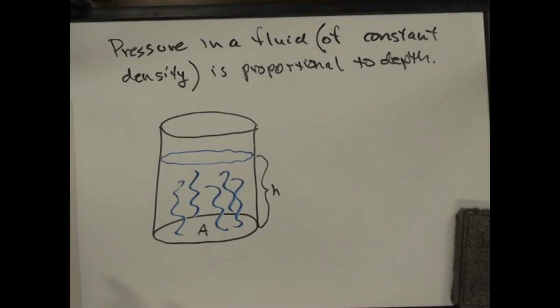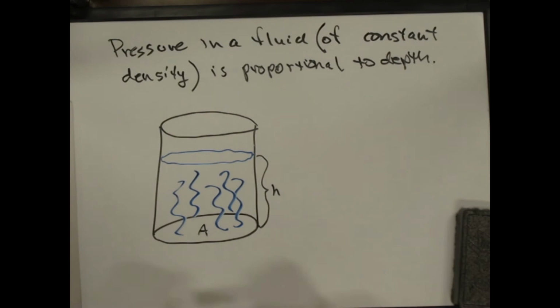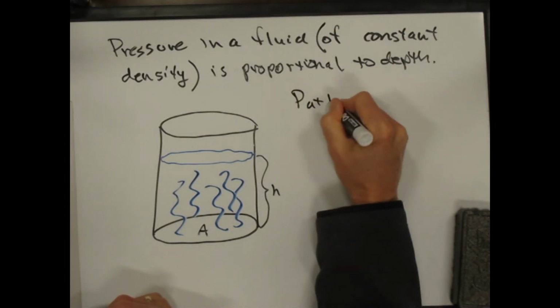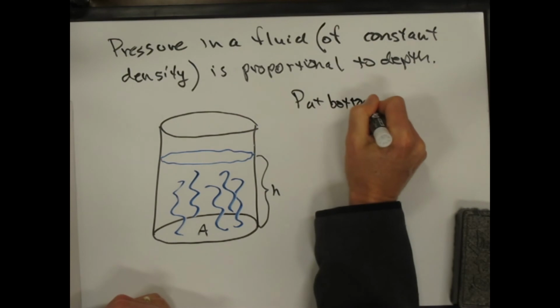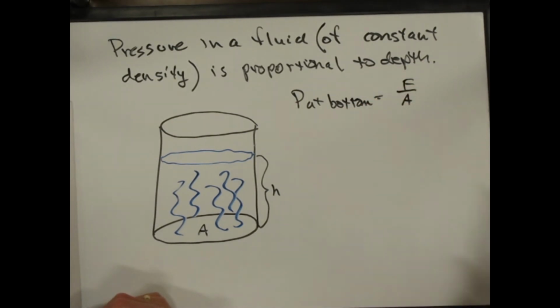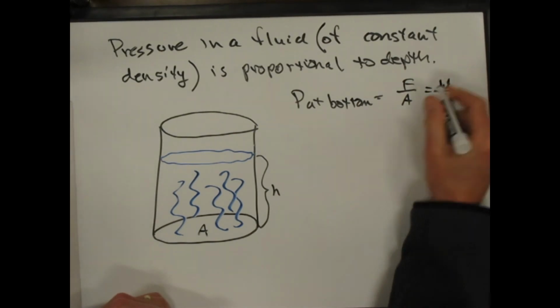So the pressure in a fluid is proportional to how deep you are in the fluid, and I'll show that by just doing this simple example. This is a beaker full of water, and the height is h and the area is a. Then the pressure at the bottom is just the force on the bottom divided by the area, right? And that's just equal to the weight of the water divided by the area.